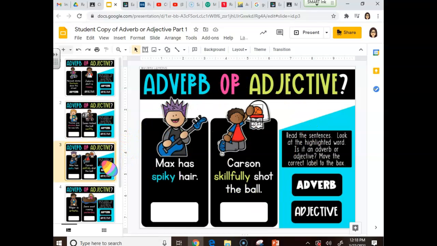All right, the next one. Max has spiky hair. All right, what does spiky describe? Yeah, it describes the hair. So think about what kind of word that is. Carson skillfully shot the ball. Skillfully. What do we see with skillfully? ly. So think about that one.